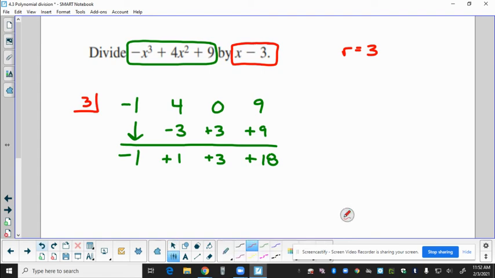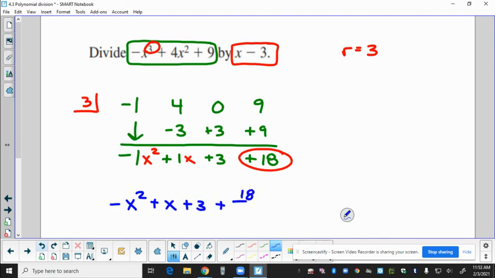Put some variables in here. That was the third power, so we'll go x squared. It's called a depressed polynomial. There's the remainder. Okay, final answer. Negative x squared plus x plus 3 plus 18 over the divisor of x minus 3, and finish.